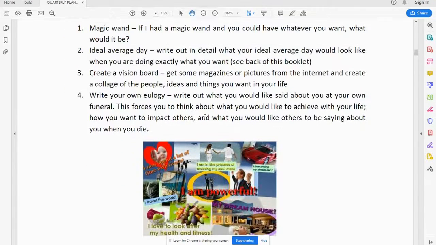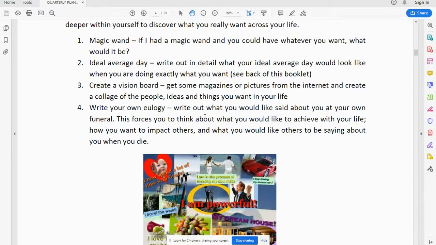So sometimes if you haven't thought through your vision clearly, you could do a couple of exercises that I've outlined there. The whole idea of a magic wand: if I had a magic wand and you could do whatever you want, what would it be? Stir up some dreaming, visions about dreaming and thinking beyond the now and beyond the practical to what you'd really like to see. If you could write out an ideal average day, that's a good way to think about what I would like my life to be like. And this is about taking control and knowing what you want and then aiming to get it.